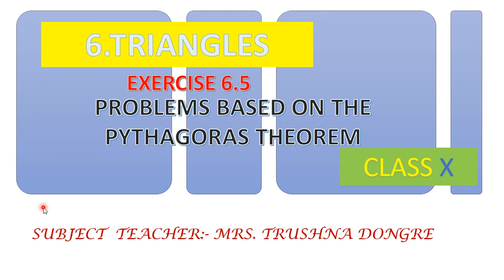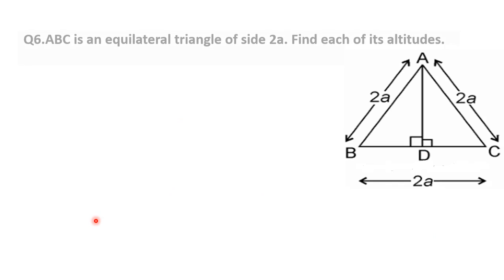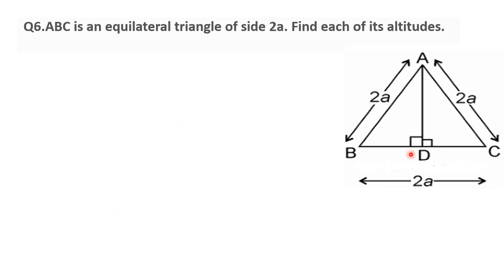Class 10th, chapter number 6, triangles. Problems based on the Pythagoras theorem, exercise 6.5. So let's do some problems of this exercise. Question number 6 is given: ABC is an equilateral triangle and the side is given as 2A. Find each of its altitudes.